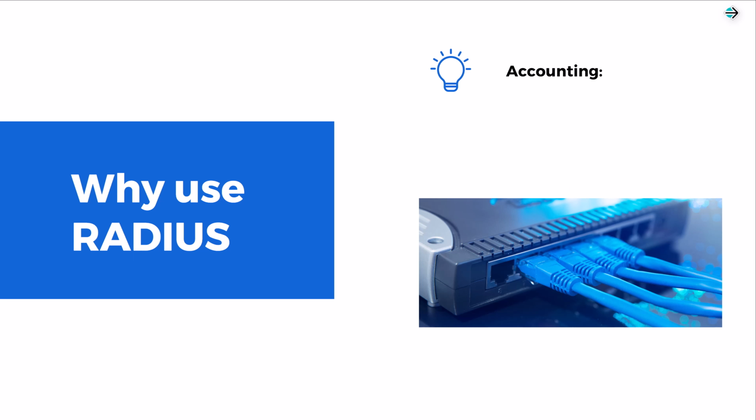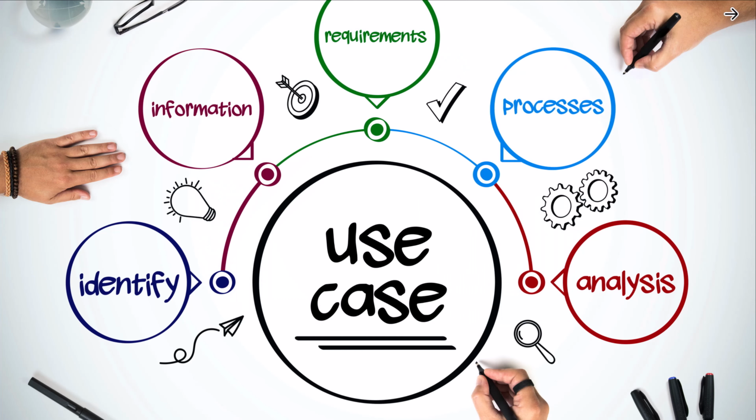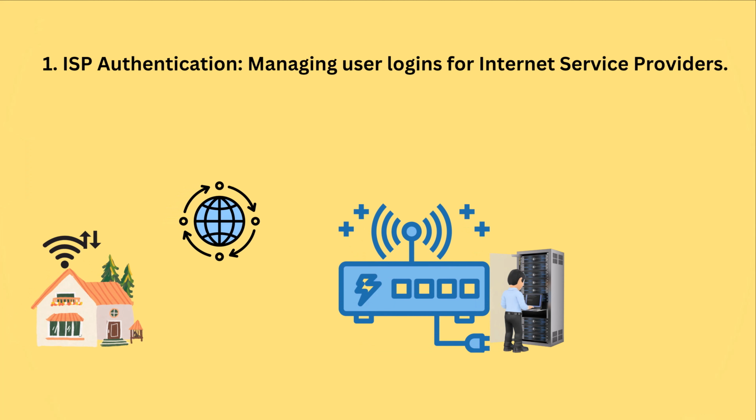So here are the top 5 use cases for RADIUS. Number one, let's say you have an ISP. ISP authentication: an ISP can use a RADIUS server for managing user logins for internet services. In the context of an internet service provider, RADIUS is used to manage the login process for users trying to access the internet.